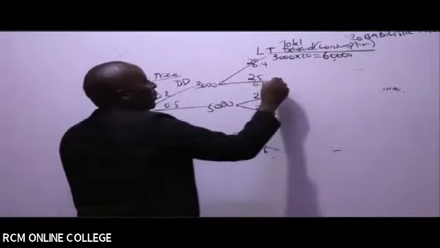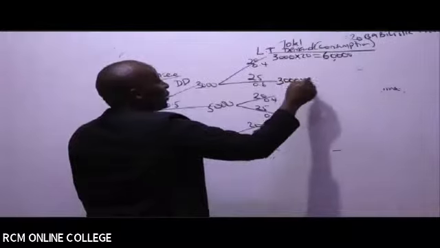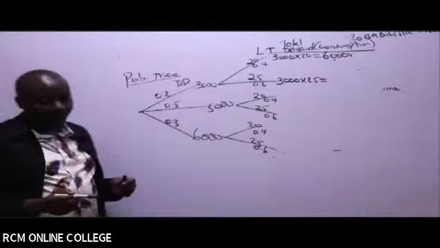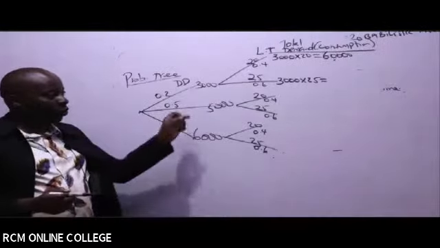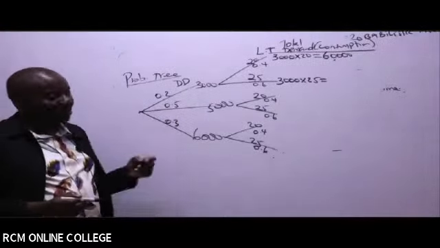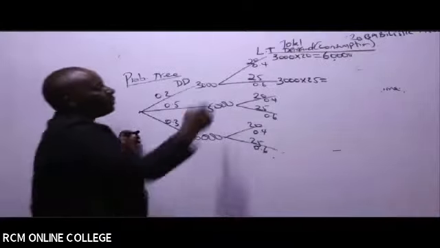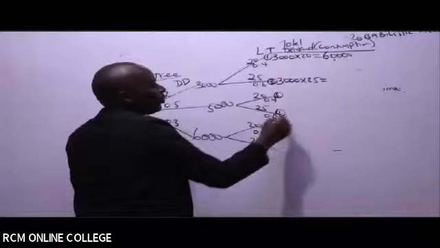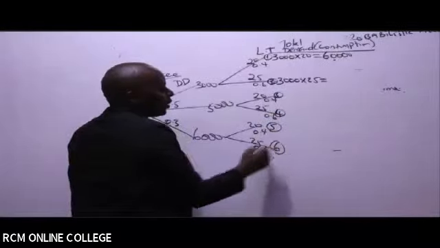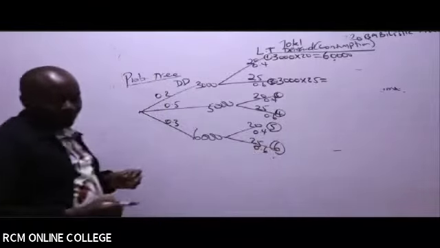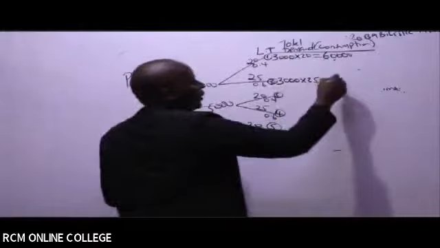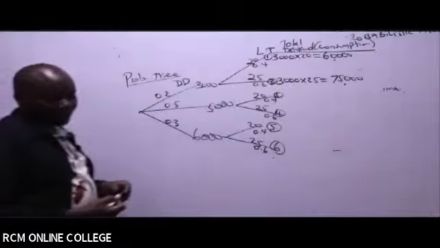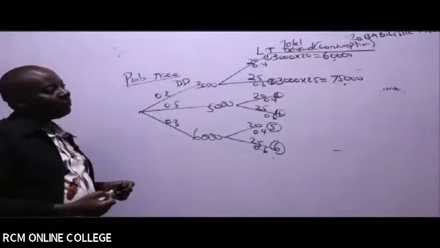The second one will be 3,000 times 25. I will not do all the others. Now you guys will give me the numbers. I will call this branch 1, branch 2, branch 3, branch 4, branch 5, branch 6, like that. Maybe the second one I'm told is 75,000. I've shown you the way. Now give me the third one.